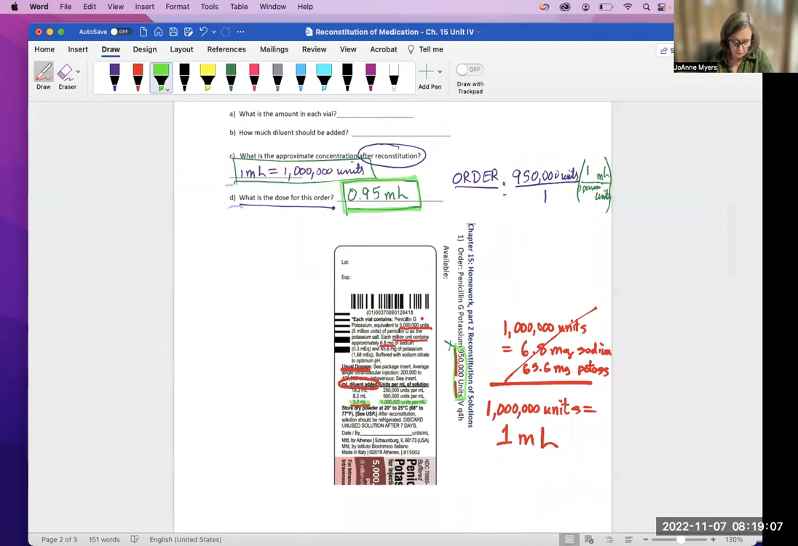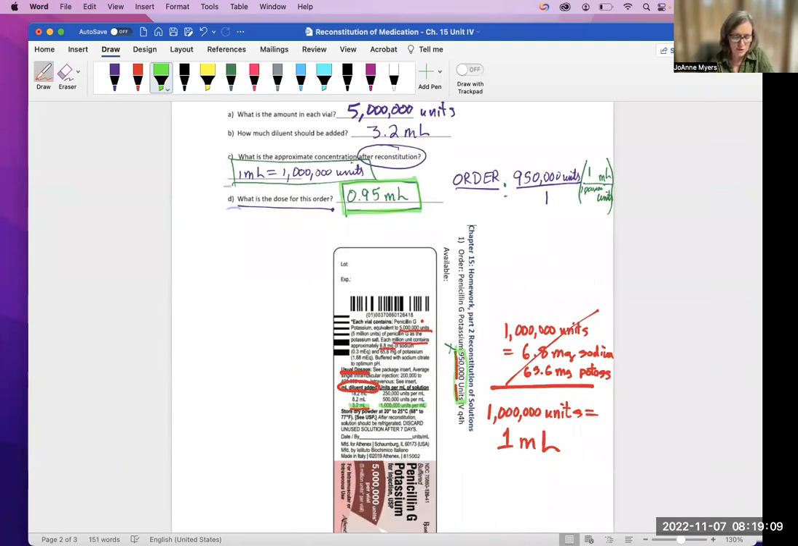Again, this 3.2 milliliters that you're adding to the vial is a liquid to turn the powder into a liquid. Then you can use your syringe to withdraw 0.95 milliliters. That's what you will inject into the IV bag. And then in Unit 5, you'll learn how to set the pump so that the IV fills and injects your patient with the right amount of medication at the right rate or speed.